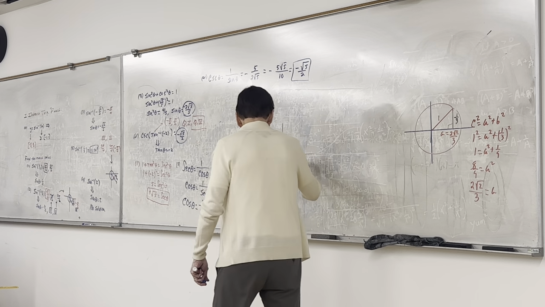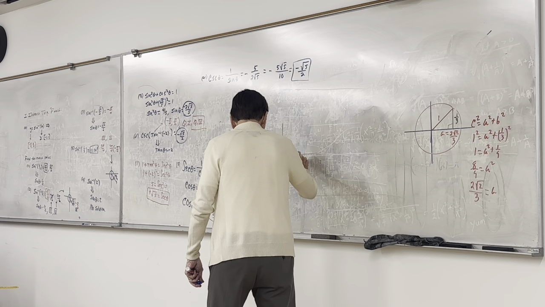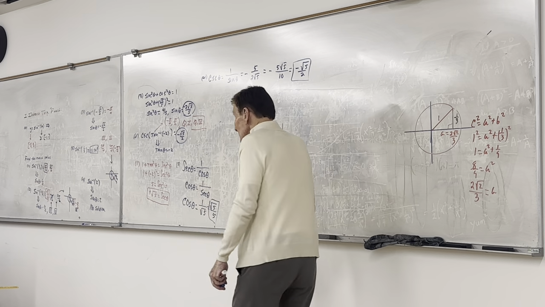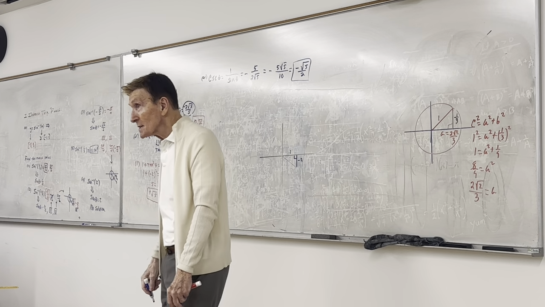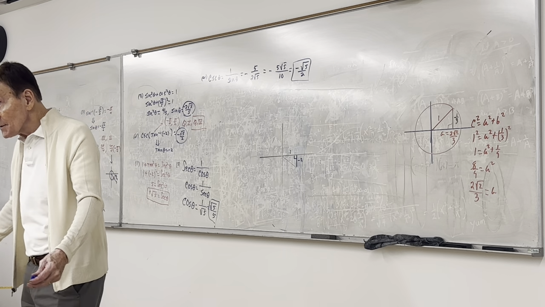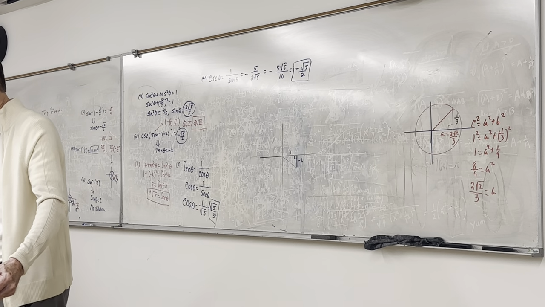Could I do it like this so we won't waste a break here? Is that Y over X? Is that -2? That's tangent.